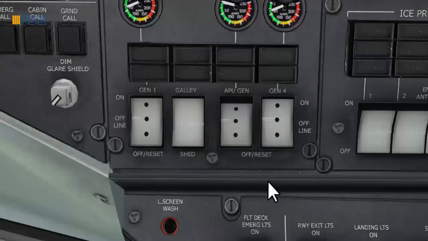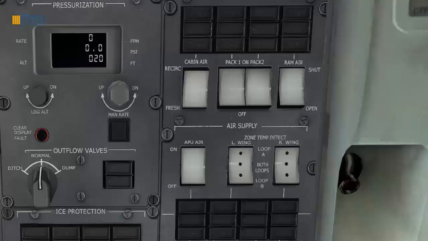Now, prior to the engine start, if the APU generator will be used for the engine's start, the APU air must be selected off. And to do so, first we select the two packs off, and then the APU air switch is selected off. If the APU generator won't be used, we can leave the APU air and packs switches on.